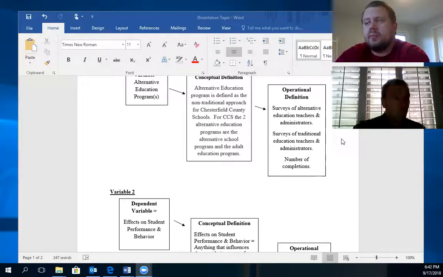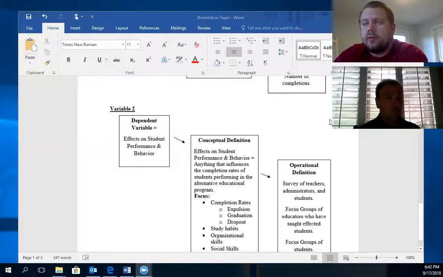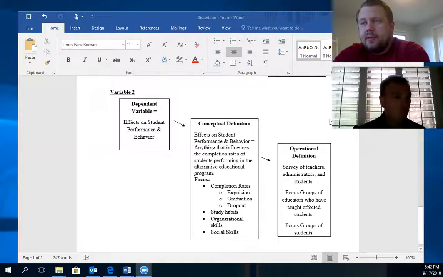And then the number of completions, of course, that we can get from PowerSchool and other report card data. The second variable is the dependent variable, which is the effects on student performance and behavior. Just as a general conceptual definition, that being anything that influences the completion rates of students performing in alternative education programs, just in general or at large. And the focus is going to be, of course, on completion rates. That's what Dr. Goodwin really wants to see.